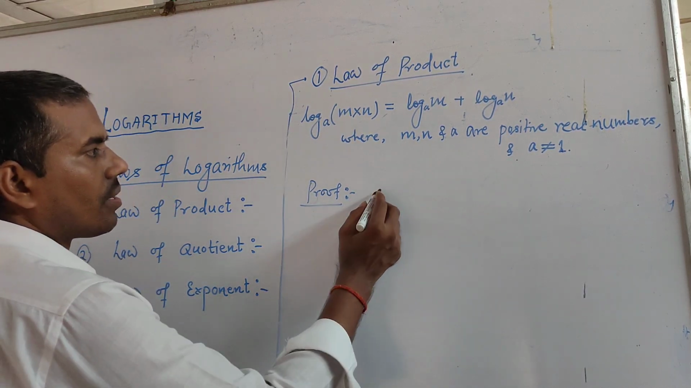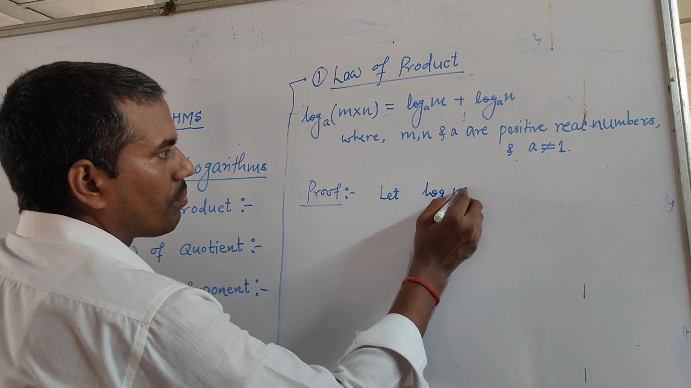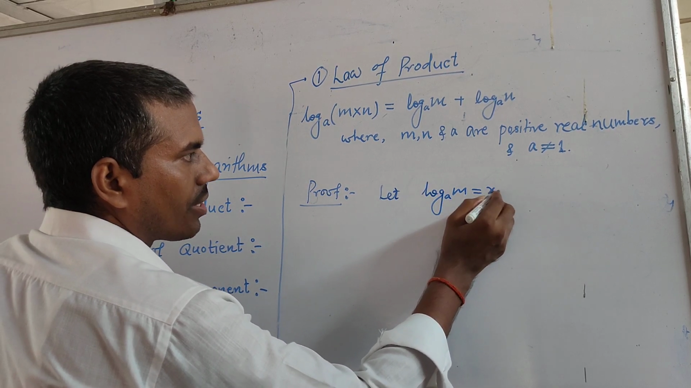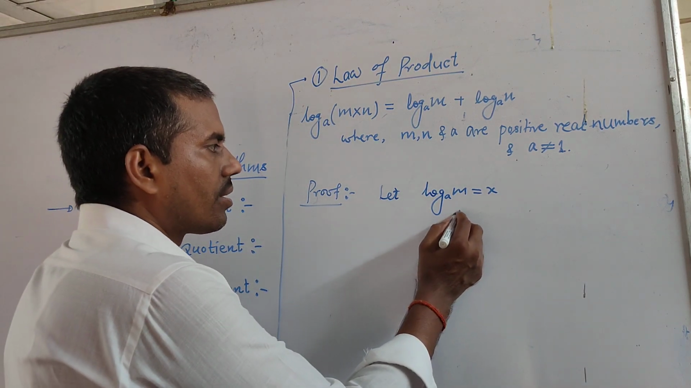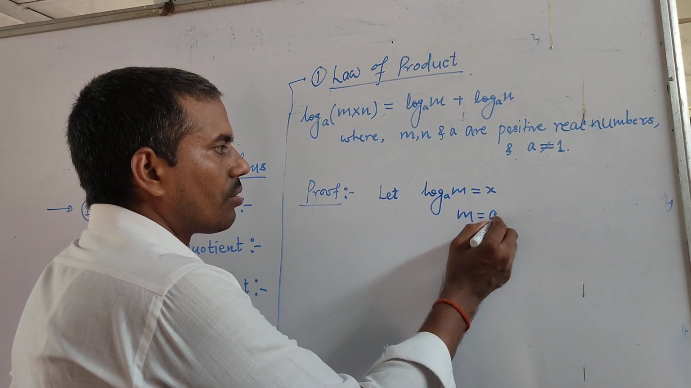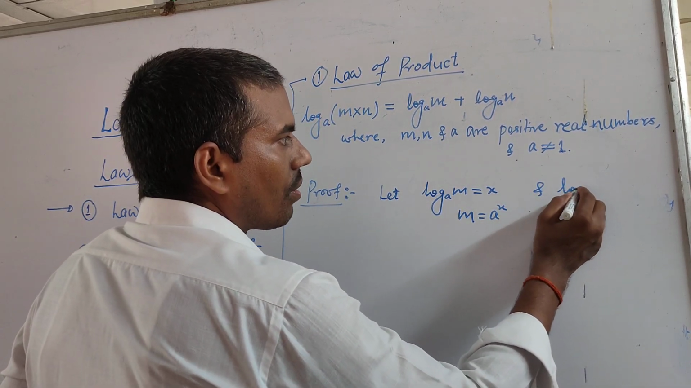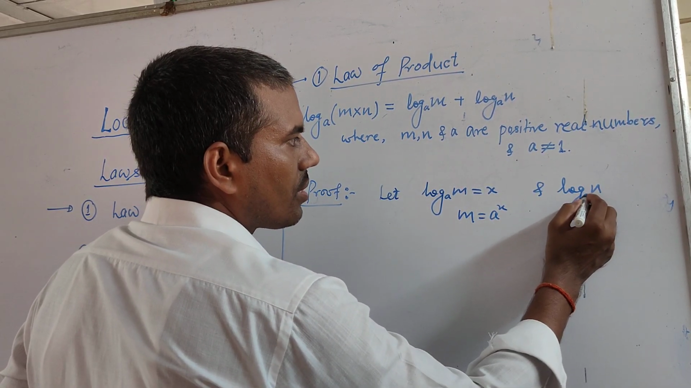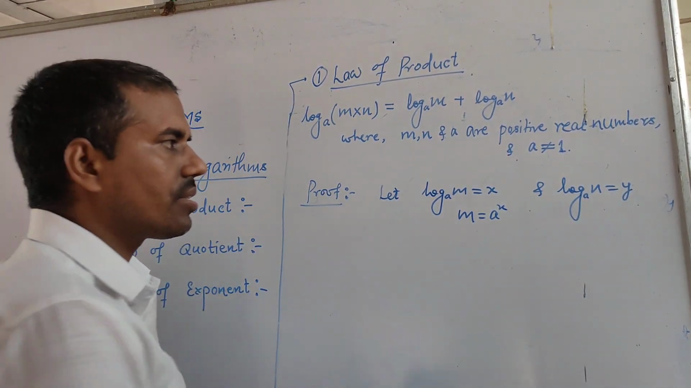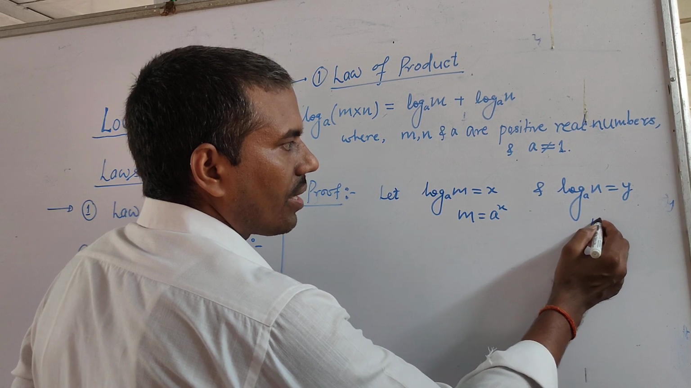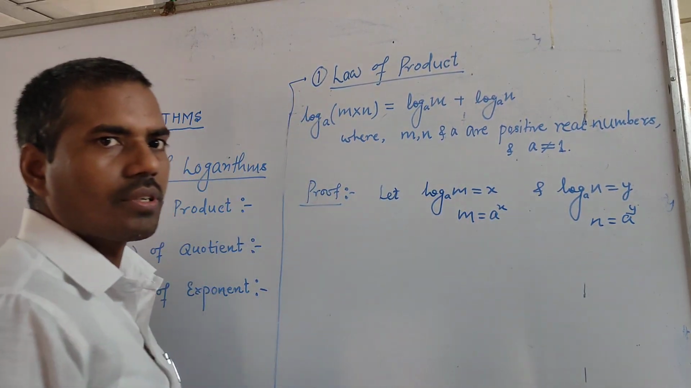Proof. Let log of m to the base a be equal to x. Then from the definition of logarithm we get m is equal to a to the power x, and log of n to the base a is equal to y. Then from the definition of logarithm we get n is equal to a to the power y.